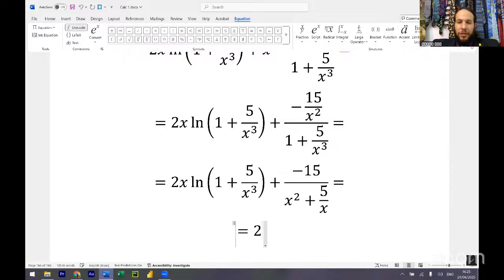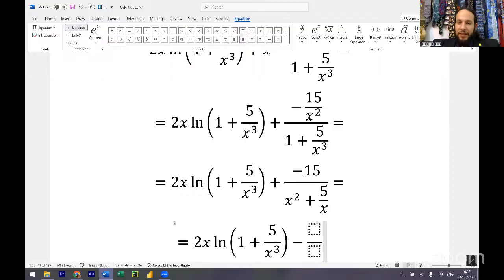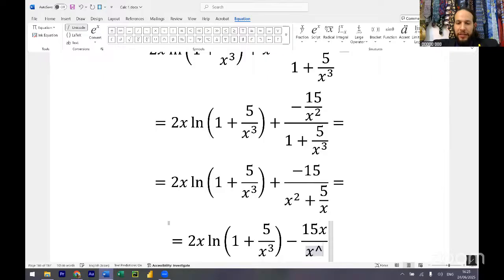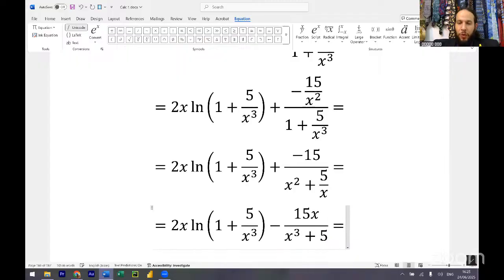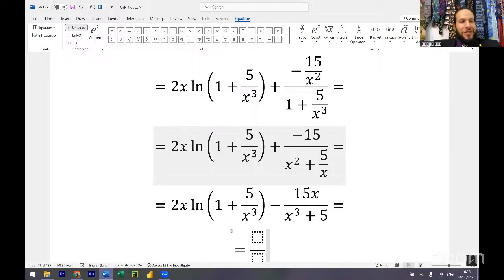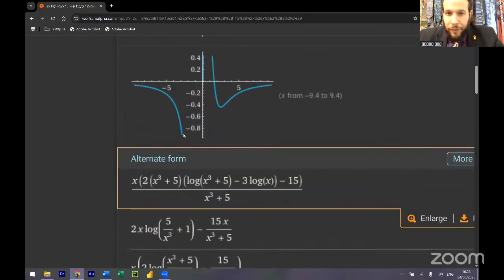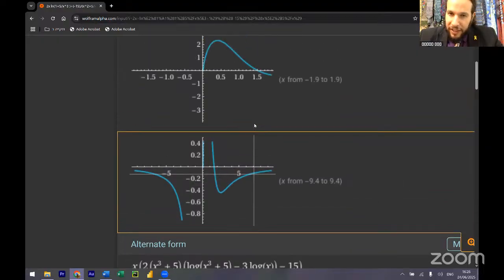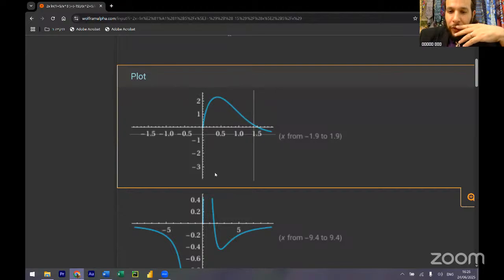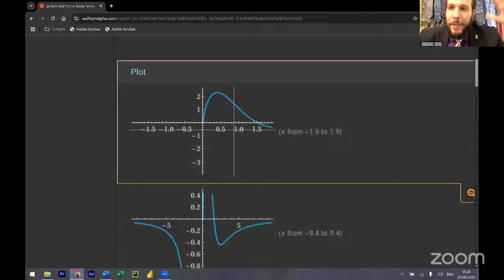That is 2x ln of 1 plus 5 over x cubed minus 15x over x cubed plus 5. That equals, remember, the question is supposedly easy, supposedly high school level. The reason that I'm continuing with this is because that's actually a function analysis question. Our question is, is this function negative since some point? Using the grapher, it seems as though it is, but that's obviously not an acceptable answer. This graph, what is this? Yeah, no, it's the same thing. But that's what we wish to do.